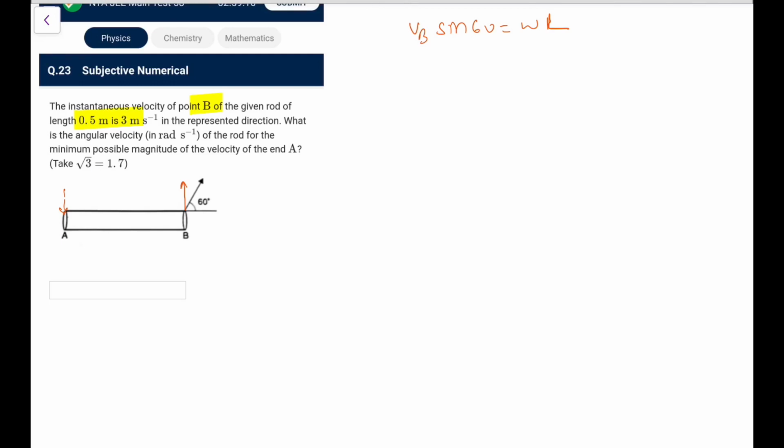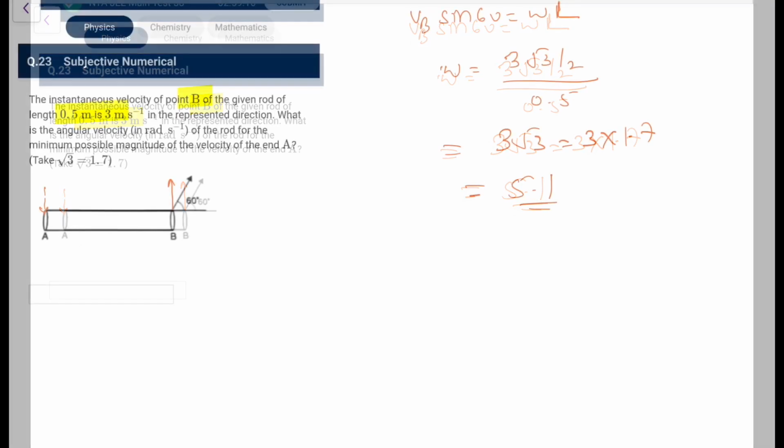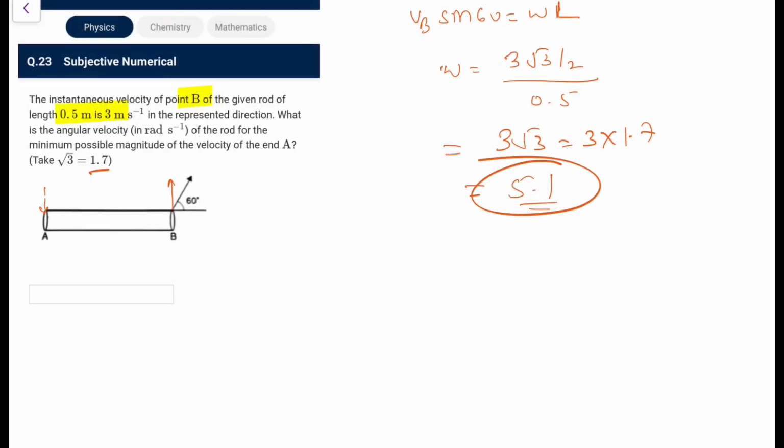So we need to find the minimum possible angular velocity. ω minimum would be VB sin 60 upon L, that is 3 sin 60, 3 root 3 by 2 upon L. L is given as 0.5, so 1 by 2, 1 by 2 get cancelled, giving 3 root 3. So 3 into 1.7, 17 threes are 51. So it should be 5.1, I suppose. If taking it as 1.7, 5.1 should be the answer, not 5.2, which is given. It would be 5.2 when you take it as 1.73.